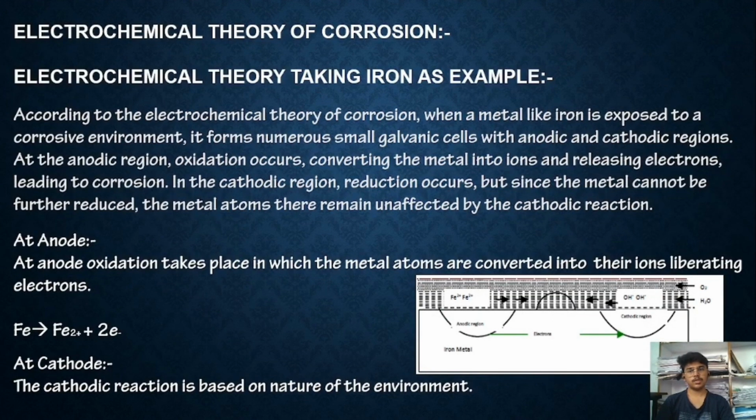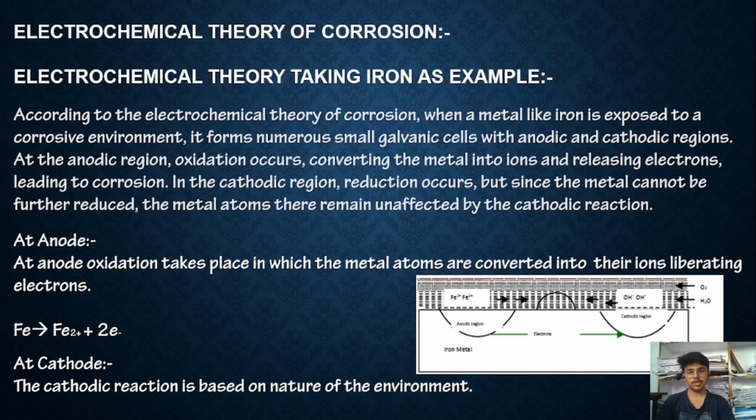Electrochemical theory of corrosion. Taking iron as an example, according to the electrochemical theory of corrosion, when a metal like iron is exposed to a corrosive environment, it forms numerous small galvanic cells with anodic and cathodic regions. At the anodic region, oxidation occurs, converting the metal into ions and releasing electrons, leading to corrosion. In the cathodic region, reduction occurs, but since the metal cannot be further reduced, the metal atoms there remain unaffected by the cathodic reaction.